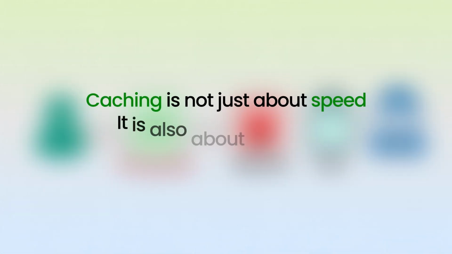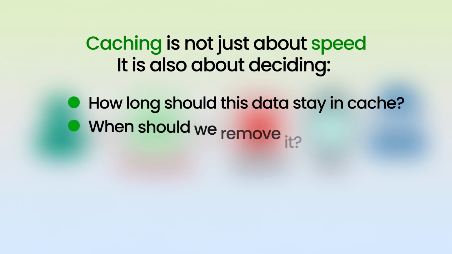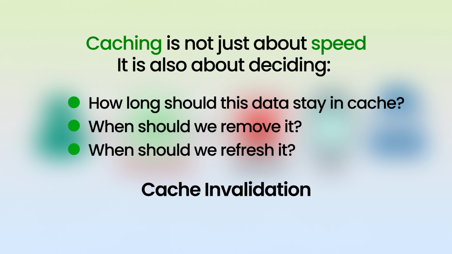So caching is not just about speed. It is about deciding how long this data should stay in the cache. When should we remove it? When should we refresh it? This is called cache invalidation. It is one of the hardest parts of caching.